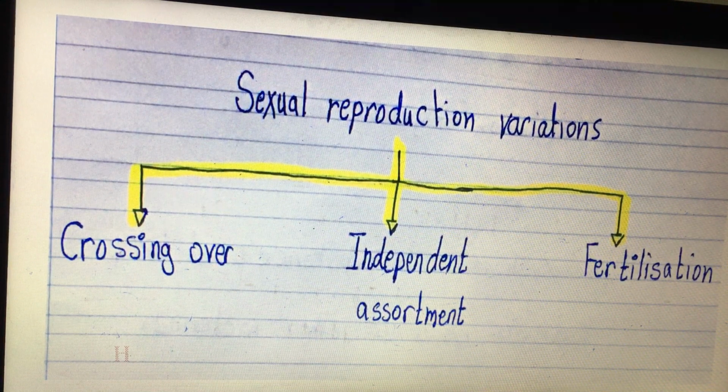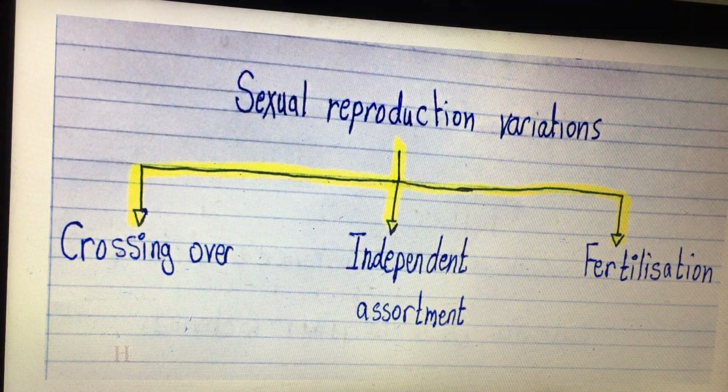Okay, now let's start with sexual reproduction variation. As we said at the beginning of this lesson, the change is a result of a mutation or a result of sexual reproduction. Now we are going to see how sexual reproduction makes variations. Actually we have three ways. Sexual reproduction mixes up genetic material in three ways, which are crossing over, independent assortment, and fertilization.